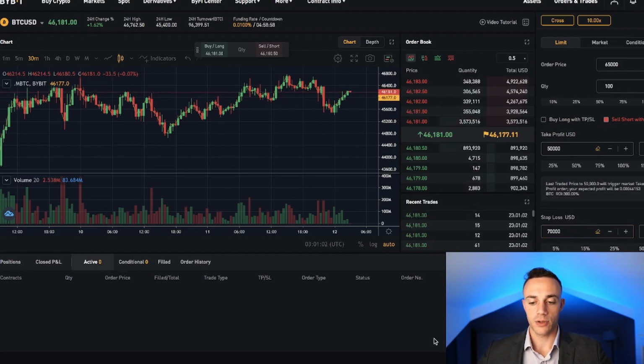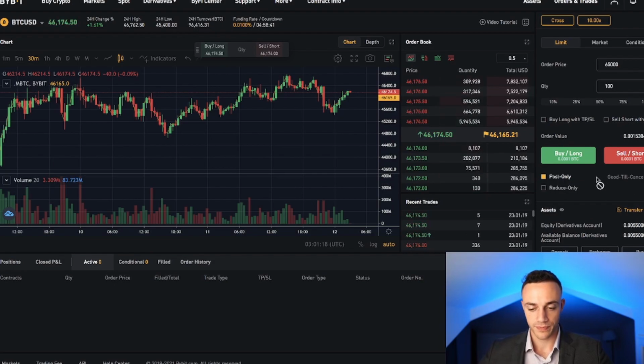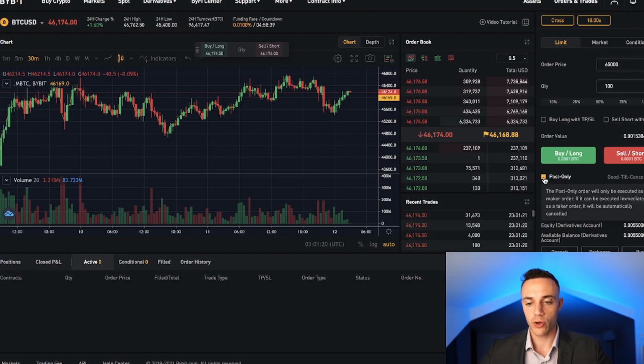So you'll hit sell short and the order would be placed. When price does hit $65,000, it would actually go ahead and you would enter this trade. And if price dropped down to 50 grand, well, then you would be successful. And if price hit 70 grand, well, then you would get stopped out. It's that simple.